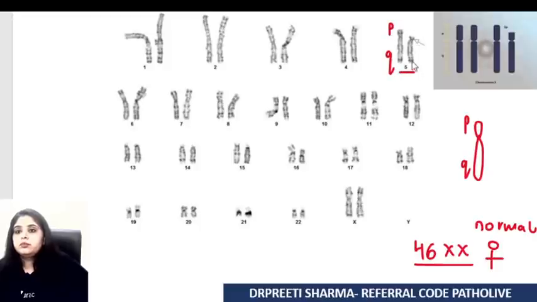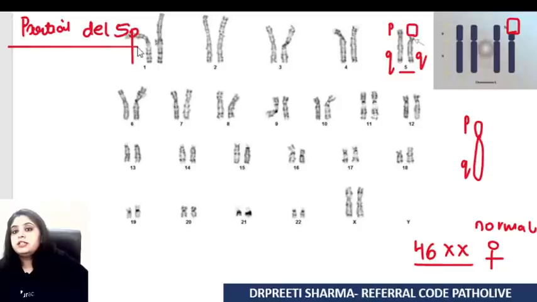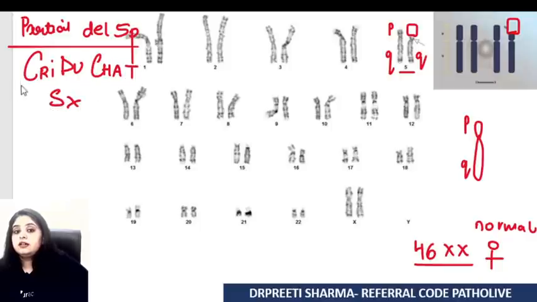In this chromosome number 5, there's a long arm which is perfect, but a part of the short arm has gone missing. The entire short arm is not missing, a part of it is missing. So you call this partial deletion 5P. Partial deletion 5P is known as Cri-du-chat syndrome, cat cry. The child has the cry of a cat. Cri-du-chat syndrome is partial deletion 5P.